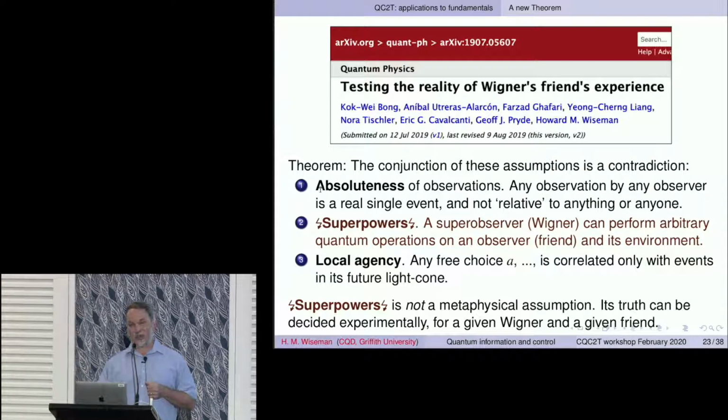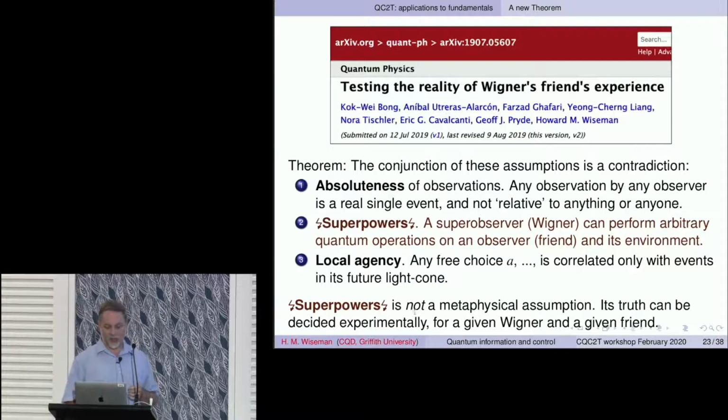We have absoluteness of observations, the same as before. We have local agency, the same as before. But I also have this assumption, which I'm calling superpowers. Why? Because sometimes in a Wigner's friend experiment, the friend is called an observer and Wigner is called a super observer. So the powers that the super observer is going to use, I'm going to call superpowers. And these superpowers are that the super observer Wigner can perform any arbitrary quantum operation on his friend and the friend's environment. So yeah, it is quite a big assumption.